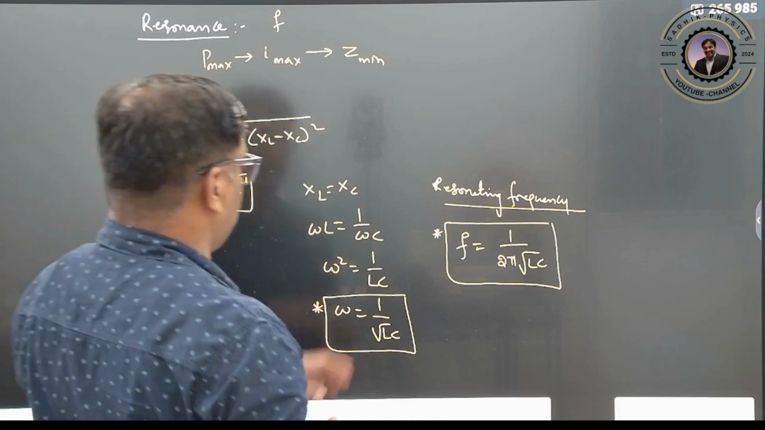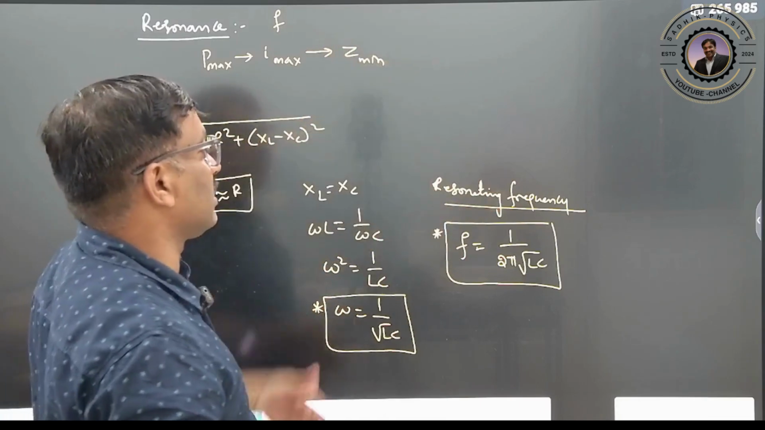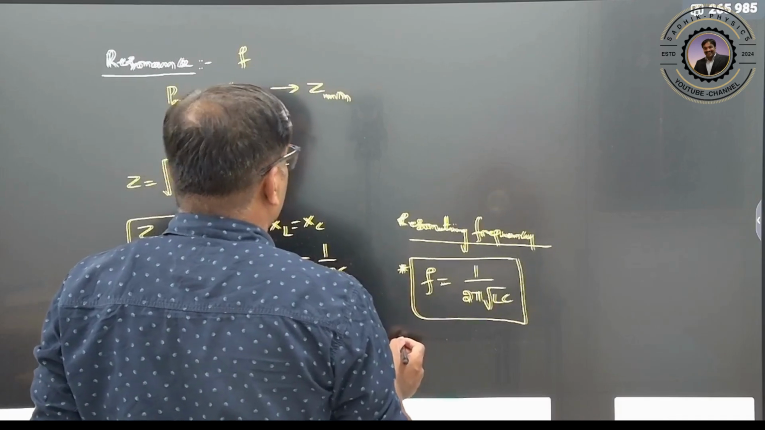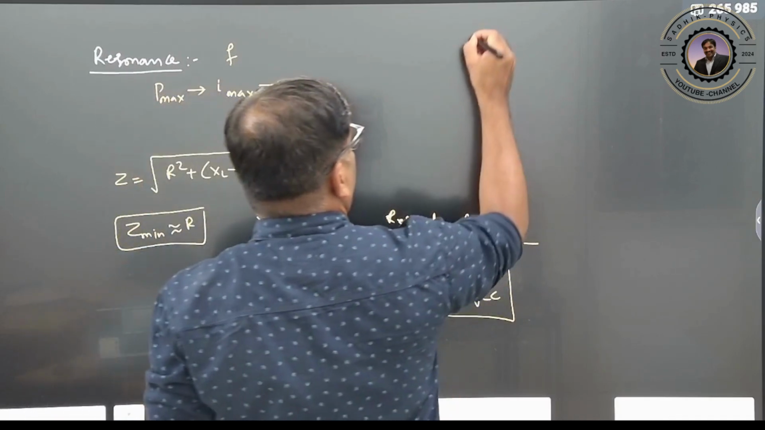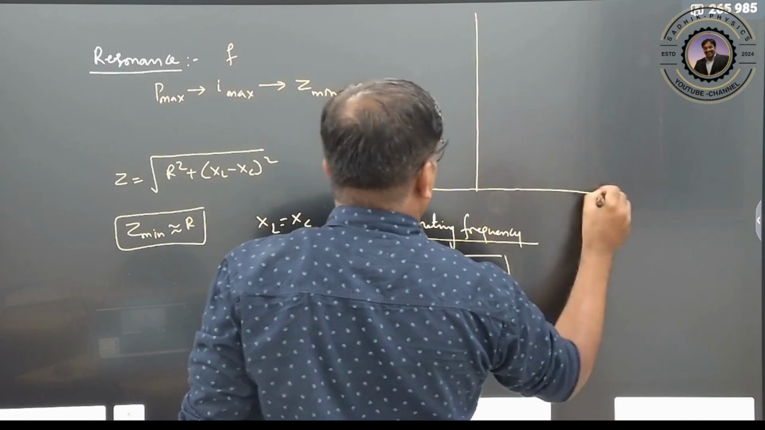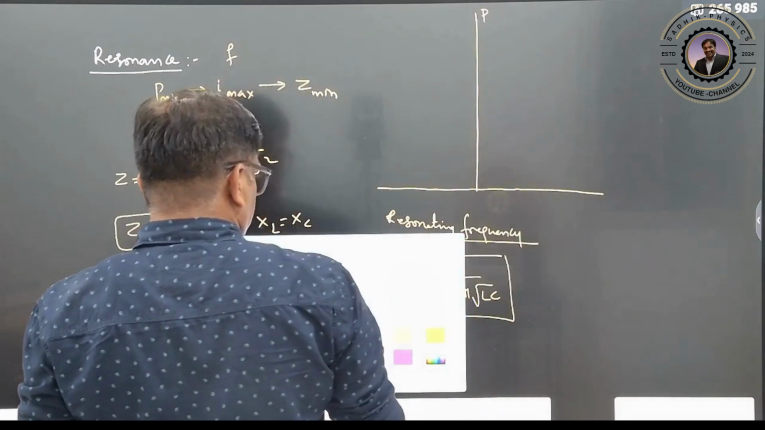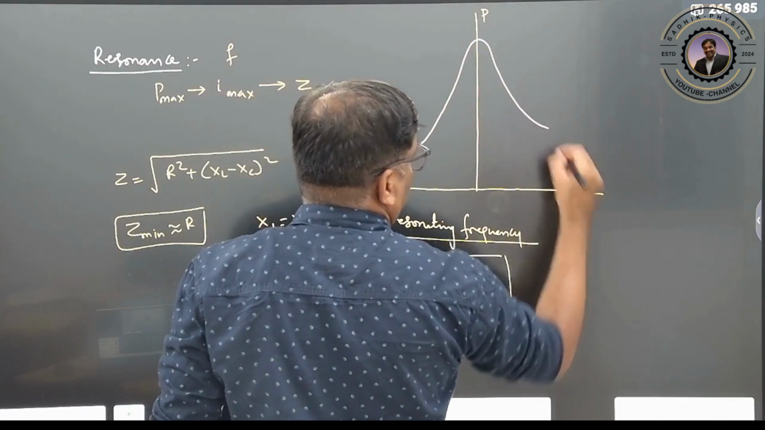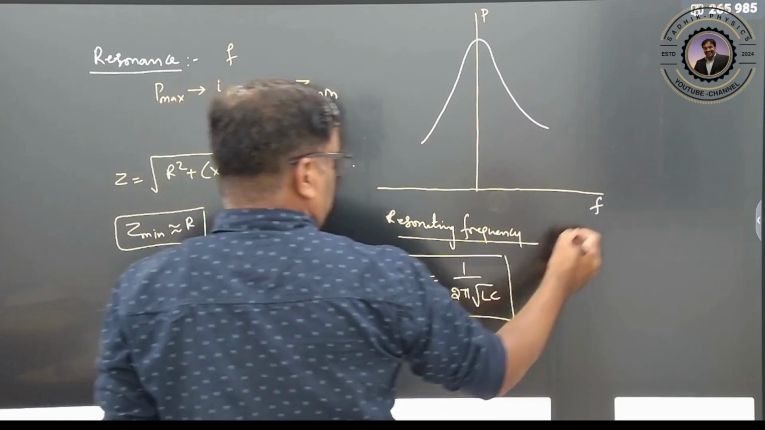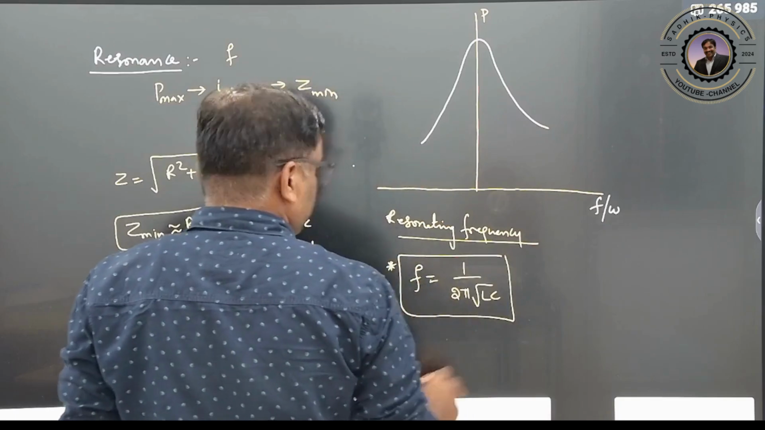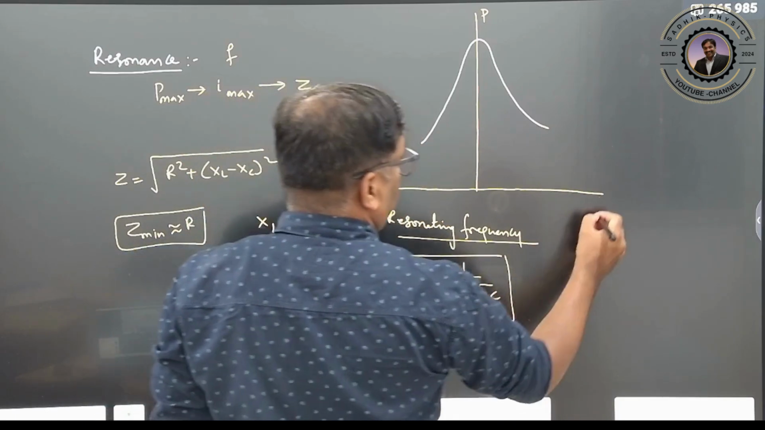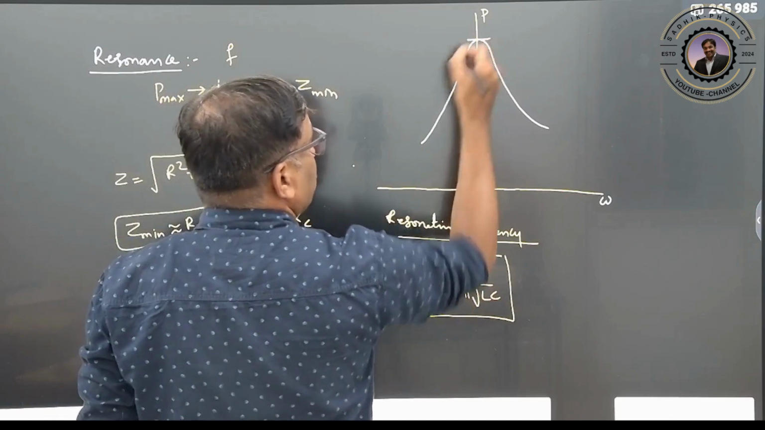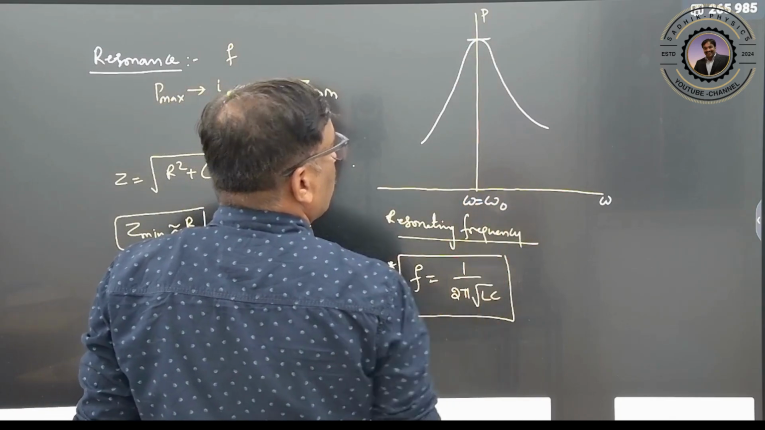First of all, let us discuss this, then afterwards we will see the application. If you change the frequency, how is the current going to change? The current or the power will be maximum. This is your frequency, omega. At this point the power was maximum, that is omega is equal to omega naught.